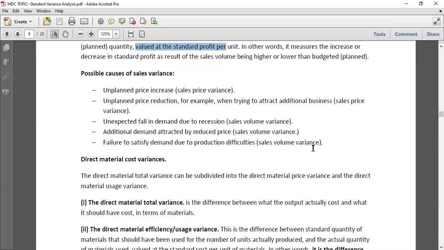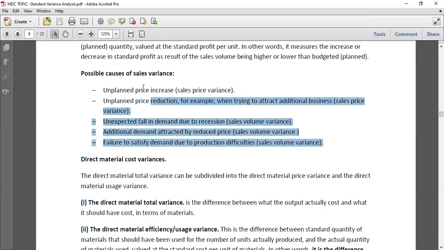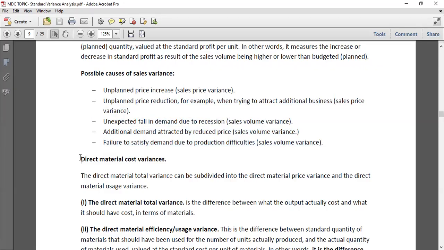Once we have understood what our sales variance might be, ours is now to look at the direct material variance. Here, like we said, with material we are trying to look at the cost of the material, which we are going to call our direct material total variance.